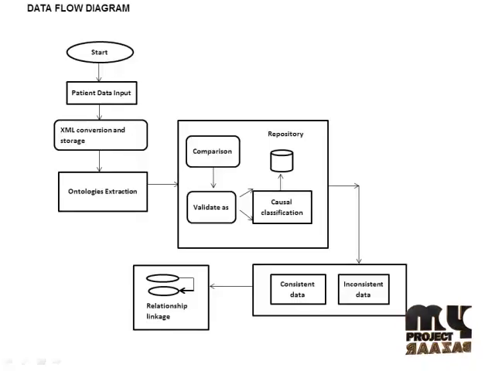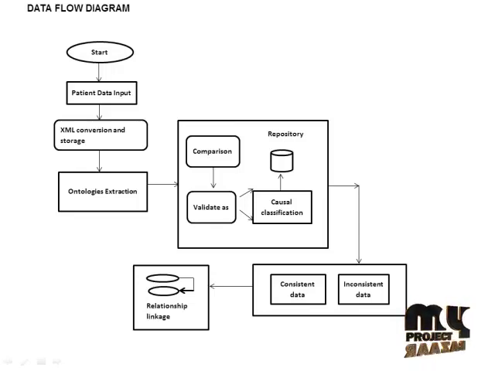Let's see the data flow diagram. Then start our process. Then give the input data into the patient data input. Give the patient data input. Then go to the XML conversion. When patient data is converted into the XML file, then it's stored into the dataset.